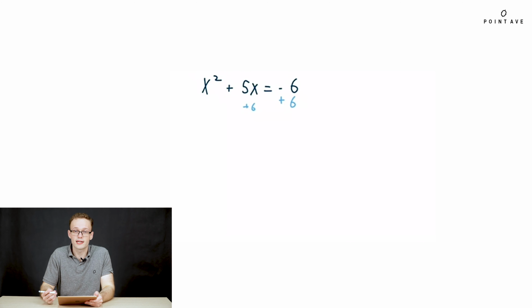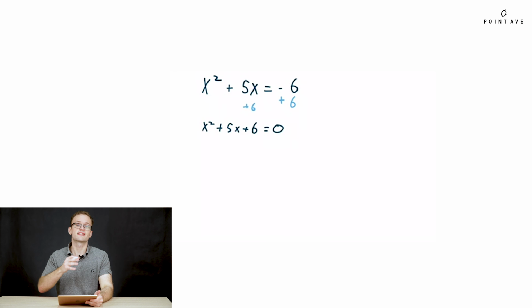First, we simply add over x to the other side, and that gives us the equation x squared plus 5x plus 6 equals 0, and like we wanted, we have 0 on one side, everything else on the other side.